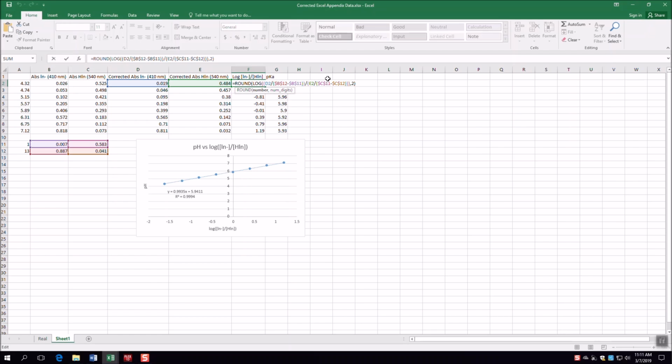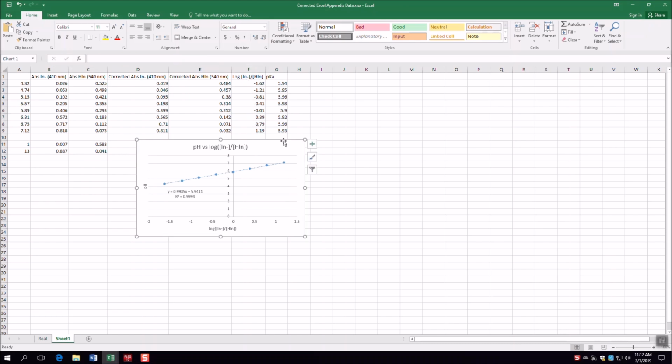When I take the log of that whole thing, I've also chosen here to round to 2 digits, because this number has many digits in it, and that's usually the number of digits we report pKa's to. I've solved for this portion of my equation. So I have the log of IN minus divided by HIN. When I did that for one of them, all I did was drag down so that it used my absorbance values at each of my measurements in order to solve for that value.